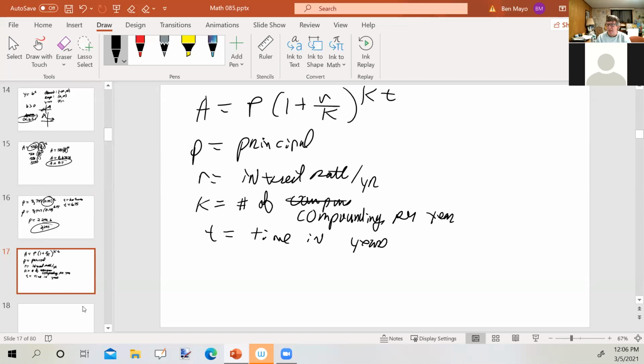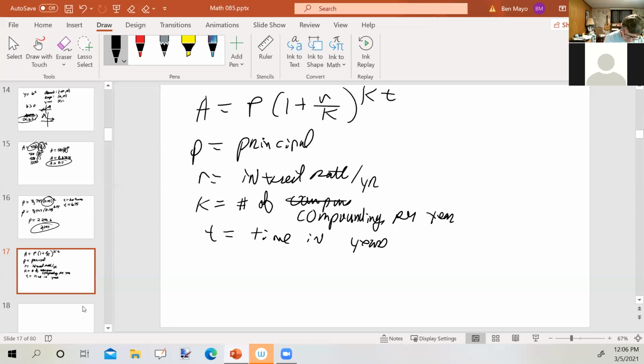Now, what do I mean by the number of compoundings? Let's say that a bank pays you a certain rate of interest, but they compound it yearly. So at the end of every year, they calculate the interest, okay? And then that interest stays in the account. But let's say they compound it semi-annually, then k would be 2, twice a year. Quarterly, k would be 4. Monthly, k would be 12, don't have 12 fingers, okay?